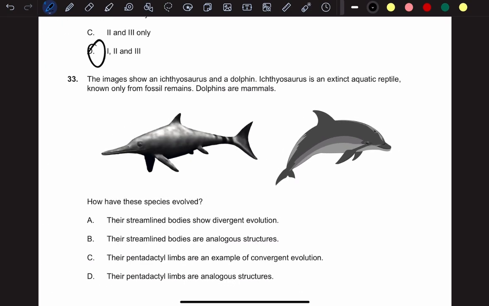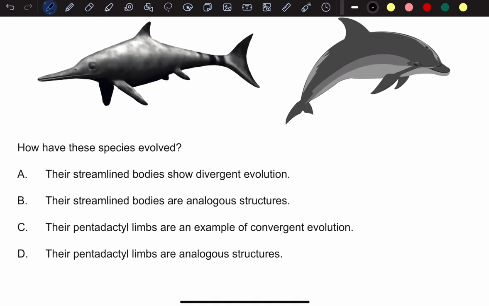We're supposed to say the streamlined bodies show a divergent evolution. The streamlined bodies are analogous structures. Their pentadactyl limbs are an example of convergent evolution. Their pentadactyl limbs are analogous structures. So, you don't need to look at the picture to know that these do not have pentadactyl limbs. That's just thrown in there to throw you off. So these two are immediately off, okay?